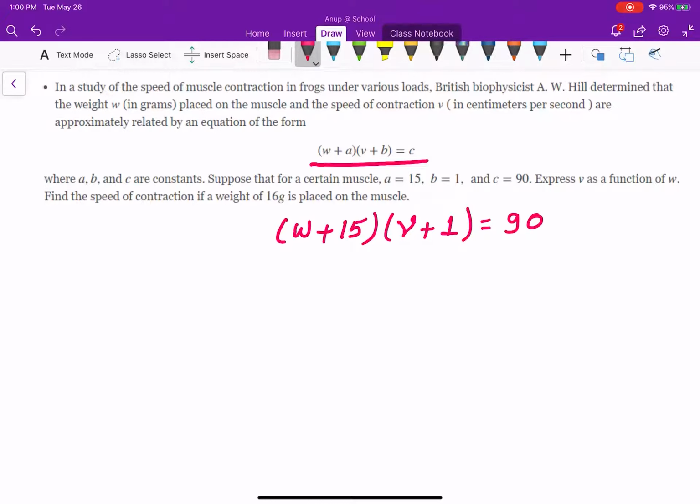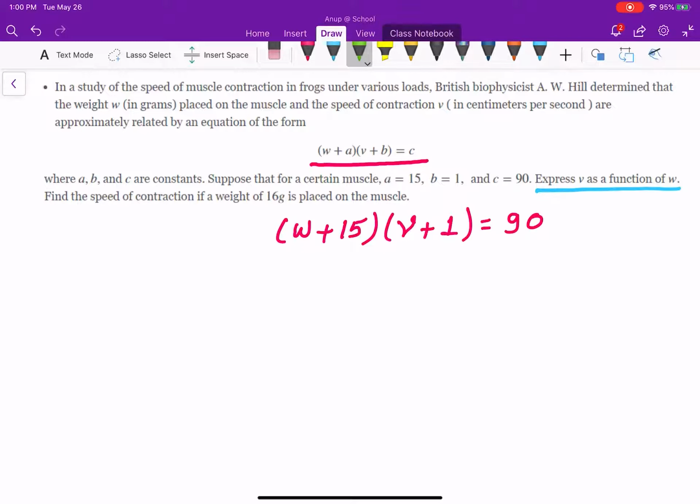The question here is we need to express V as a function of W. So let's try to do that. But how can we do that? You can see here there is a relationship between W and V, which is given as W plus 15 times V plus 1 is equal to 90.